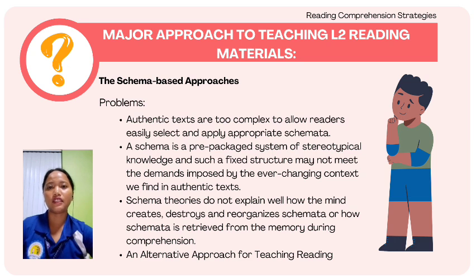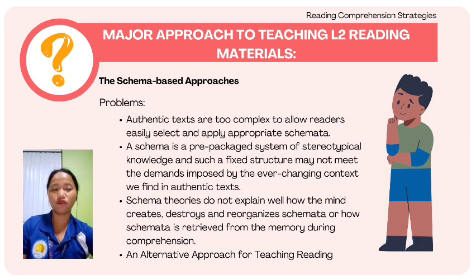The third one is that schema theories do not explain well how the mind creates, destroys, and reorganizes schemata, or how schemata are retrieved from memory during comprehension. So, while schema theory describes how prior knowledge influences comprehension, it does not clearly explain how the mind forms new schema, discards outdated ones, or retrieves relevant ones when reading.